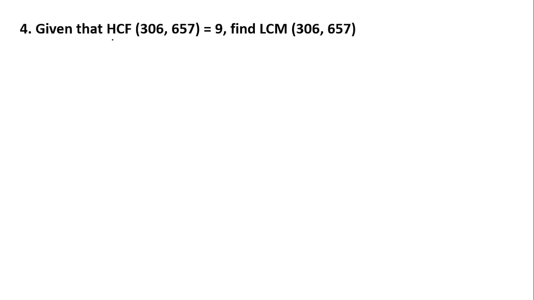Given that the HCF of 306 and 657 is equal to 9, find the LCM. So how to find the LCM? We have the formula: LCM into HCF is equal to product of the numbers. Product of the numbers.